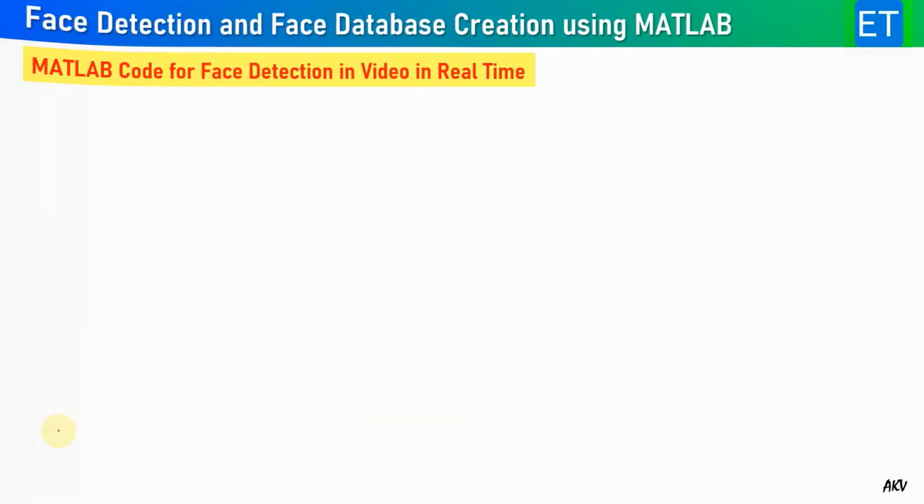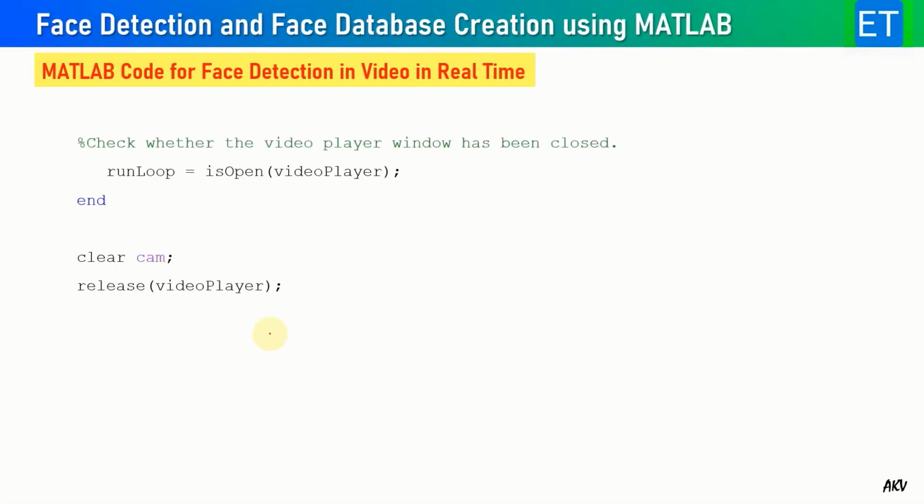In the rest of this program, the run loop condition is checked with the video player. If the video player window is closed, the run loop becomes false and you come out of the while loop. After that you clear the camera object and release the hardware resources for the video player.